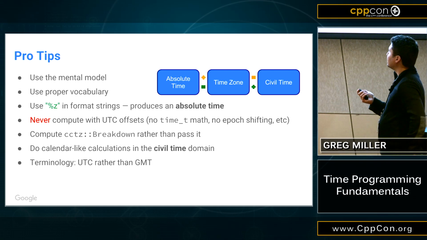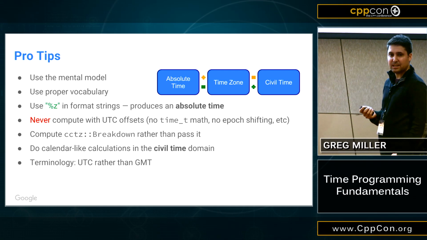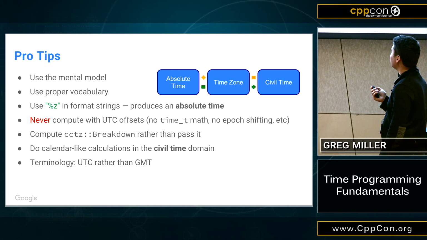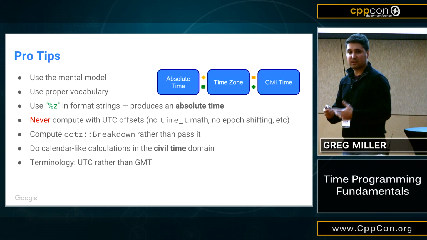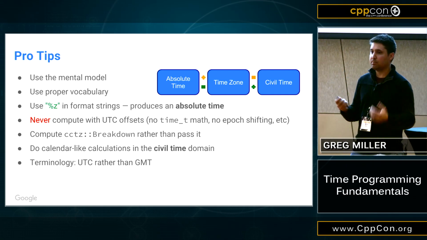In your format strings, prefer to use this %z. That's the thing that puts the numeric offset in your format string. And what that does is it ends up letting your format string represent an absolute instant in time. That moment is unambiguous and anybody could parse it.